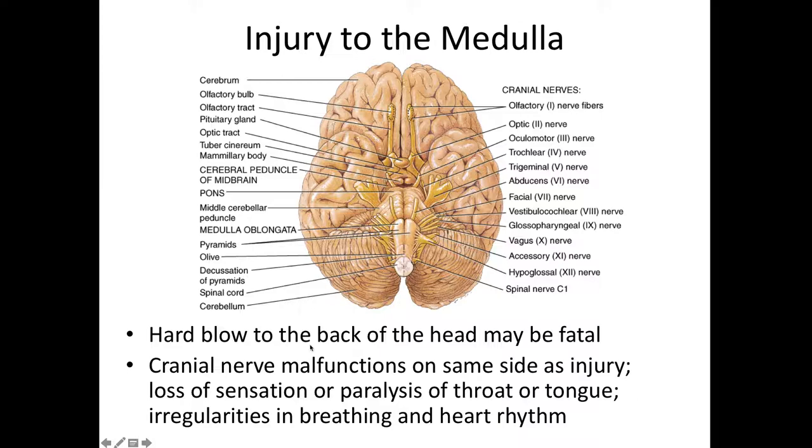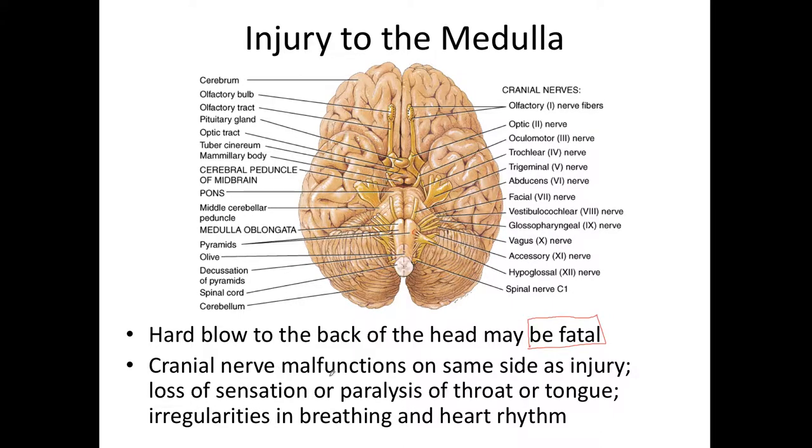Okay, so how might you injure your medulla? This is not a manual or a guide for medulla injury. You should not try to do that, but rather it's hard to imagine how you might hurt this given its position, so we're going to describe it so that you can avoid hurting your own medulla oblongata. So a hard blow to the back of the head is the primary way this can occur, and it may be fatal because the medulla oblongata is the site of a lot of control of very important structures, especially via the vagus nerve, which you can see here.